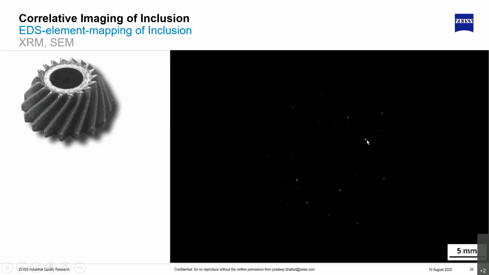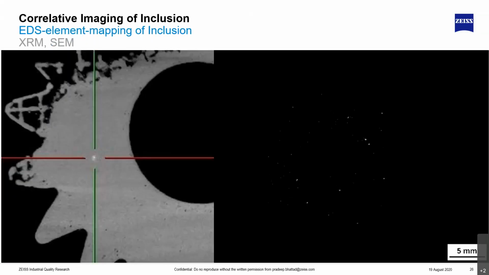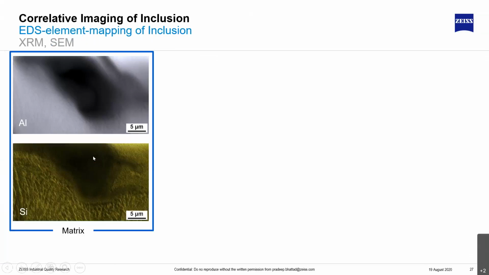CT can tell me that it is brighter than aluminum, silicon, magnesium, but it cannot give me a chemical idea of what that powder or what that inclusion actually is. So with CT, we localize and find out where the inclusion is, prepare the sample that way, and put it in SEM this time again.